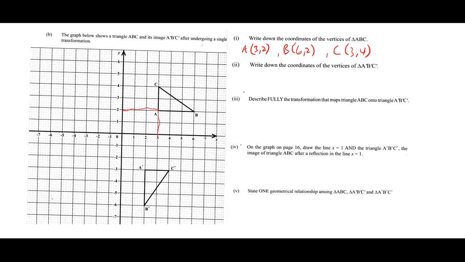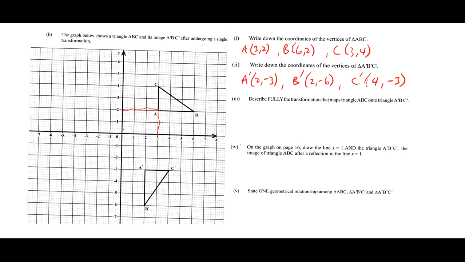Now we're looking at the image after the transformation. So A prime, we're reading off these values here. It's 2, minus 3. B prime is 2, minus 6. And C prime is 4, minus 3. Right. Now we have to describe fully the transformation that maps triangle ABC onto triangle A prime, B prime, C prime. Alright.